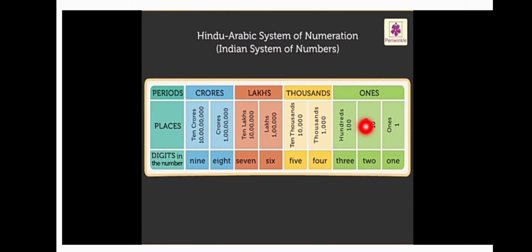Here, the periods, places and digits are given. The ones period consists of three places: ones, tens, hundreds. Thousands comprises 1000 and 10,000. Lakhs also consist of lakhs and 10 lakhs. Crores consist of crores and 10 crores.